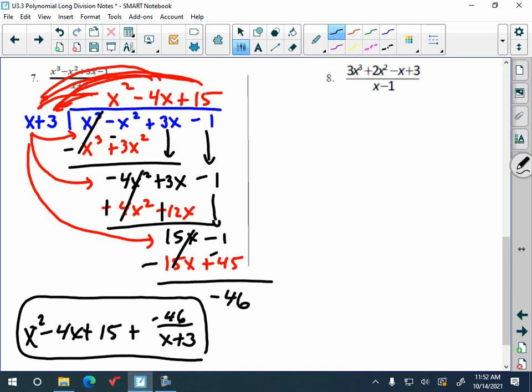Now, it's up to you when your remainder is a negative number. You can do plus negative, or that's the same thing as just putting a subtraction sign here and keeping this a positive. Okay. So you could write this as minus and then positive 46. All right, so let's do this last one, number 8.